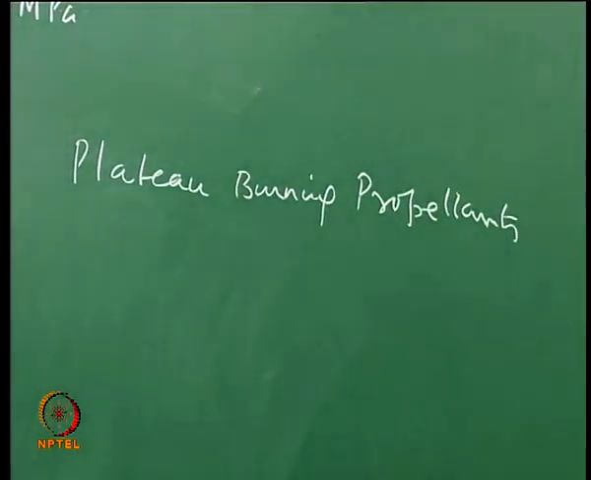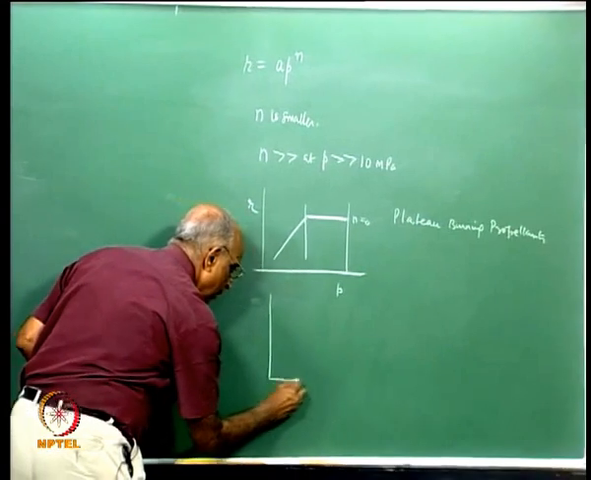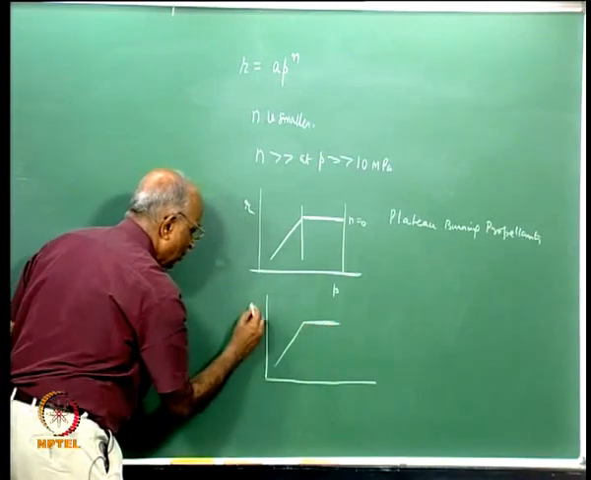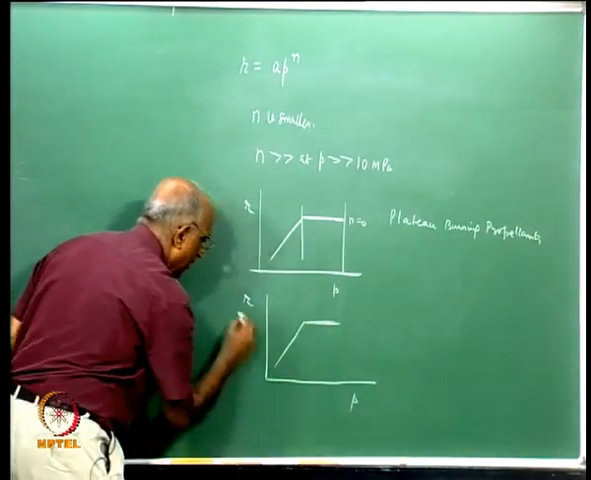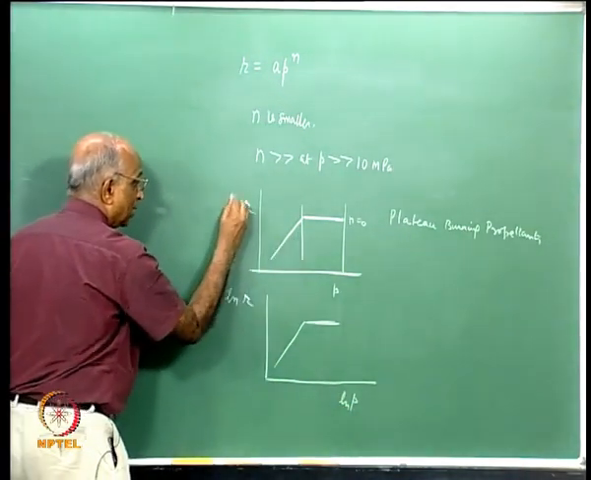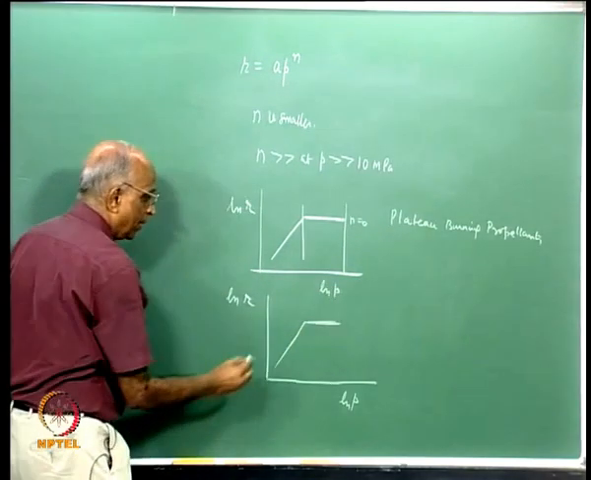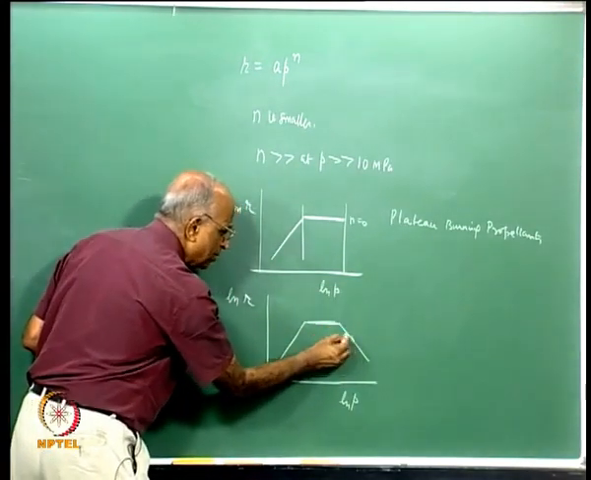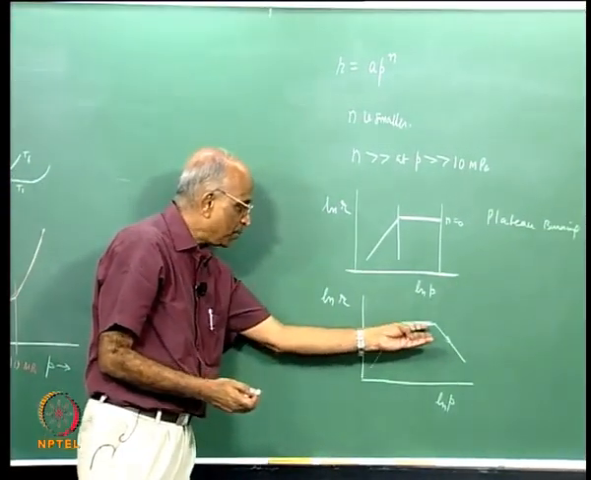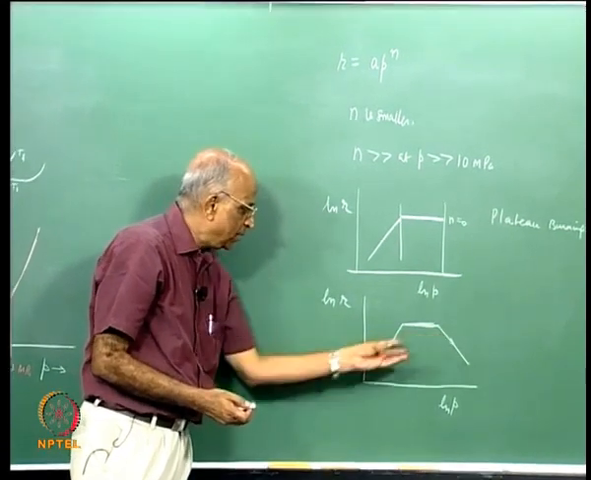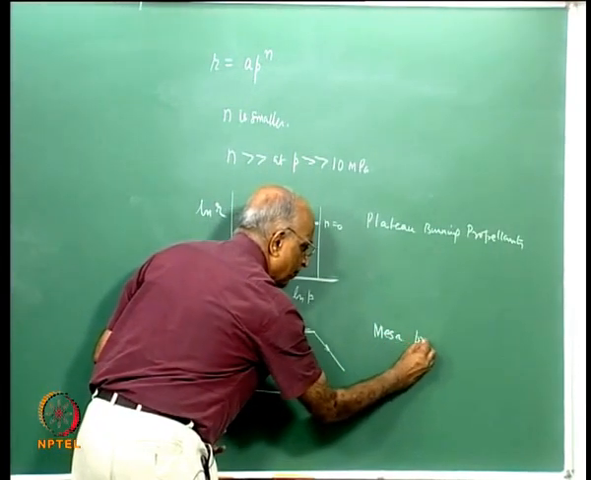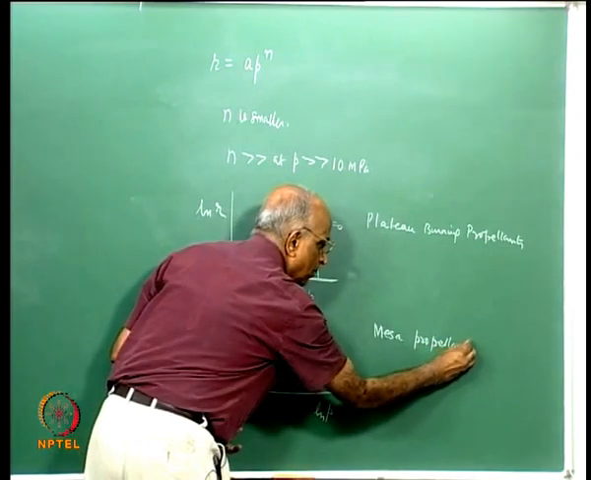Some propellants have an even slightly different behavior, going like this. I have a plateau, or n = 0, here. I have R versus P; in fact I should have written ln R versus ln P over here, and that is when I would have a straight line. So this should have been ln R and ln P. Sometimes the propellant's burn rate begins to fall at higher pressures. It all depends on the chemical constituents, and such propellants which exhibit a drop in burning rate with increase in pressure are known as mesa burning propellants.